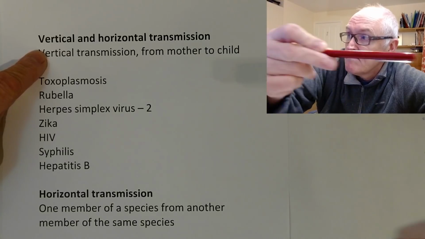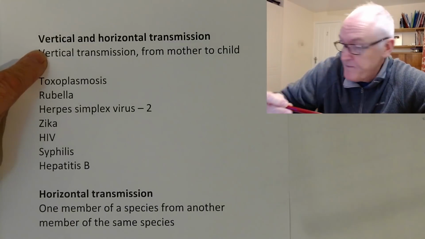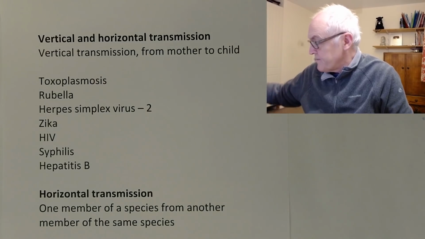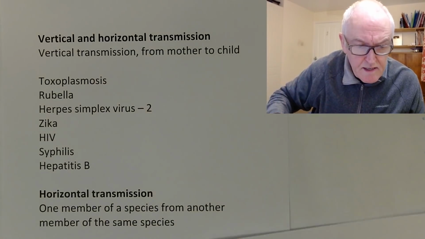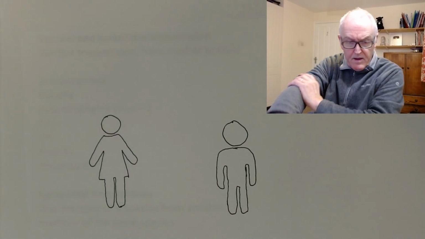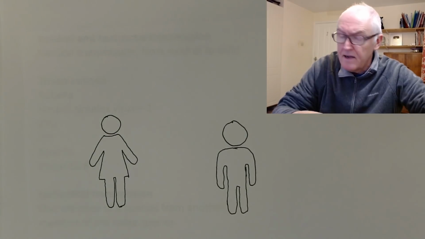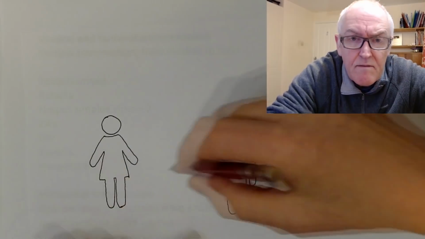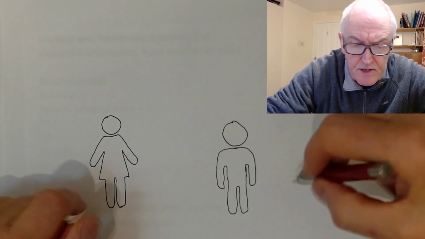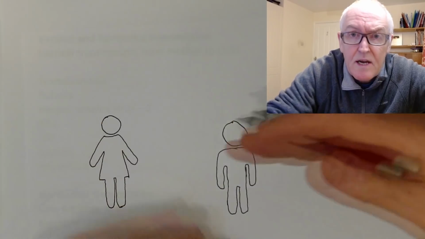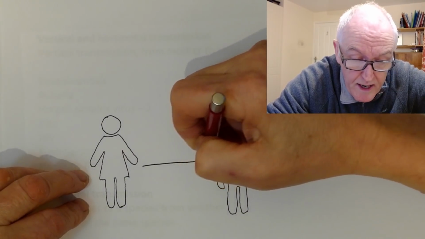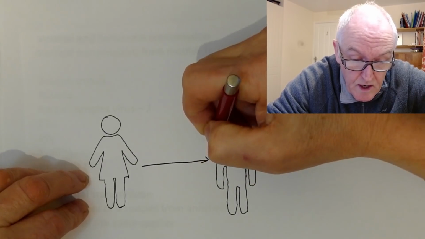Horizontal means side to side that way. So if we think about horizontal transmission first, that's between two people that are living and they are not father and son or mother and son or mother and daughter. They just happen to share the planet at the same time. So the infection can go that way or it can go that way.